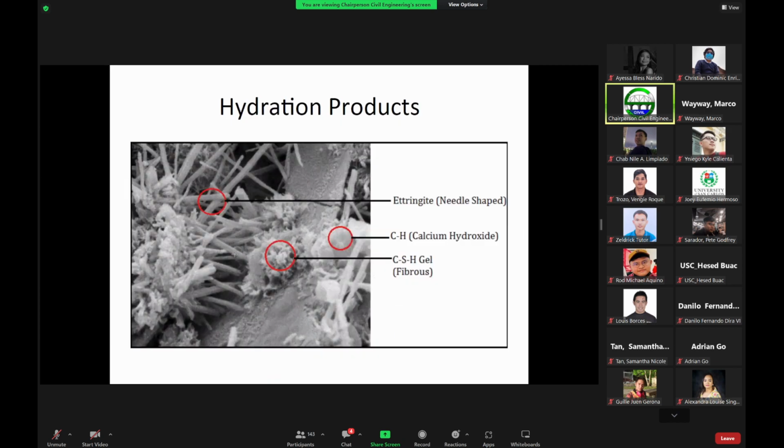So I'll show you here. You see your CSH. It's an amorphous product. It's poorly crystalline, so you see it here. Then you've got your calcium hydroxide, which forms in the void. So wherever void space is available, your CH will form. Then you have your ettringite, which is needle shaped. So these are hexagonal crystals, these crystals in the form of needles, and they're also found in the voids or in the cracks of your concrete.